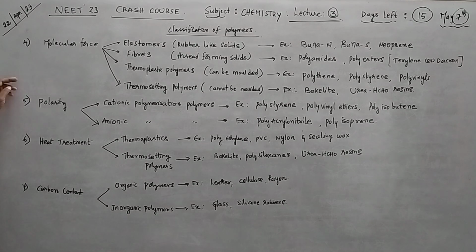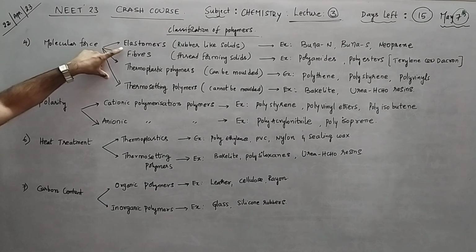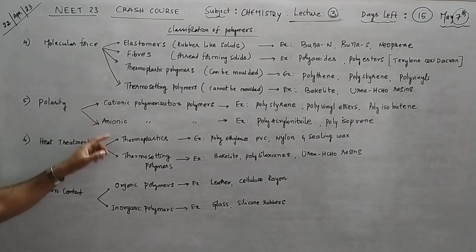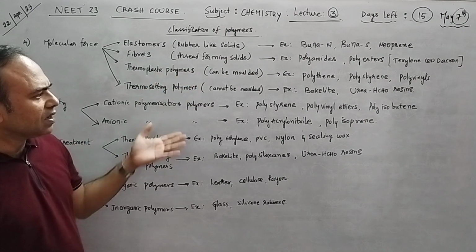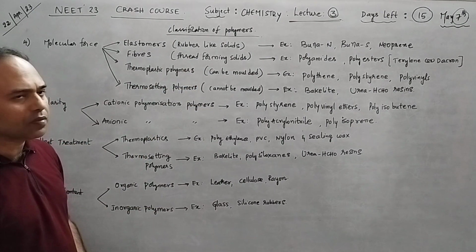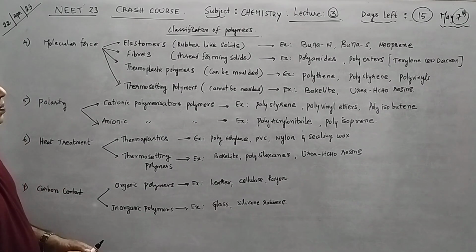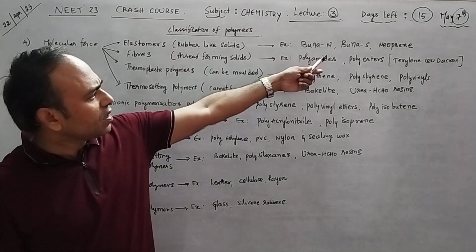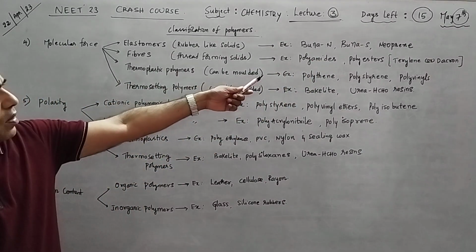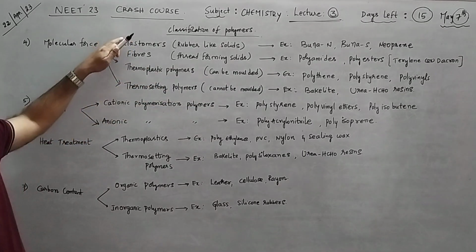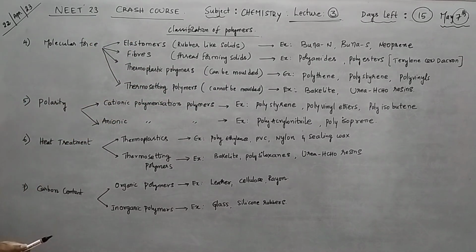Now to continue with the 4, 5, 6, 7 types of polymers. See, depending upon the molecular forces, you know that there are 4 types: elastomers, fibers, thermoplastics, and thermosetting polymers. I have given you this particular classification to remember the examples alone. I am not giving any detailed explanation because you are already familiar with that. So, elastomers: buna, neoprene; fibers: polyamides, polyesters; thermoplastic polymers.